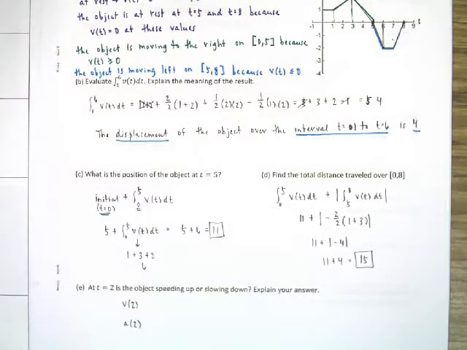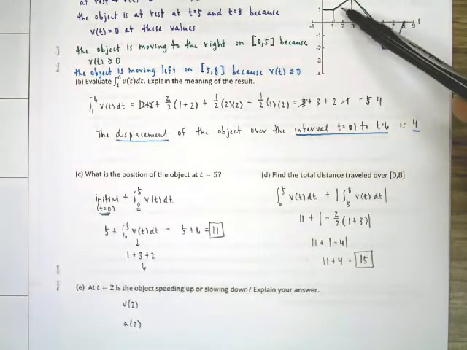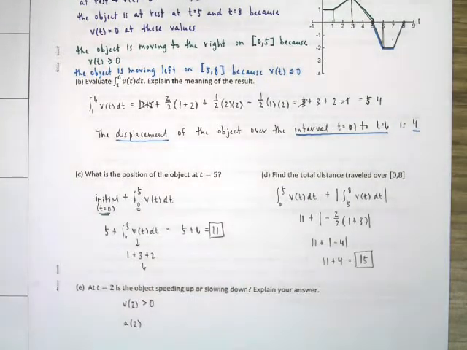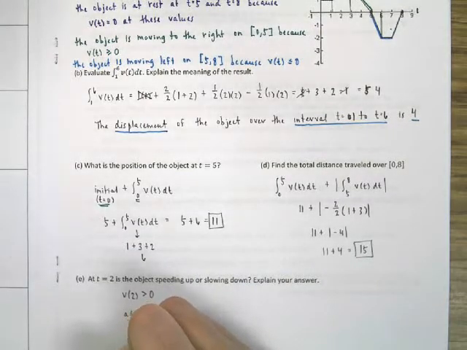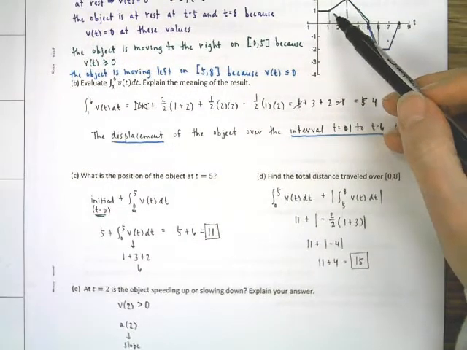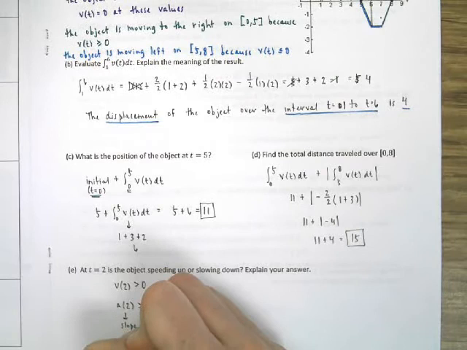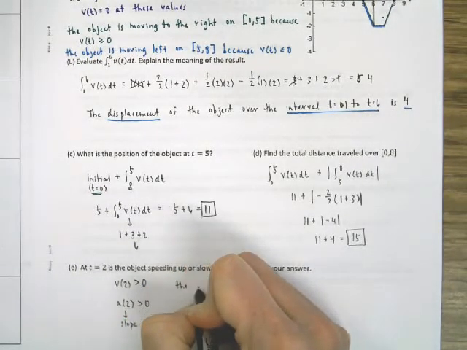Now, for v of 2, that's easy. Since the graph is velocity, I just look at 2, and it's clear to see here that's above the x-axis, so I know that's greater than 0. Now, acceleration at time 2, I know acceleration is just the slope of velocity. So at time 2, if I look at my graph, that has a positive slope, so the sign of that is positive as well.